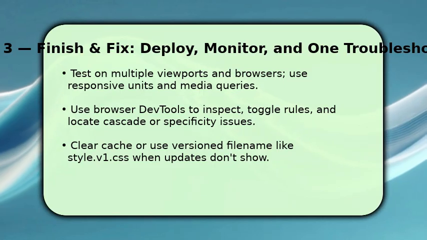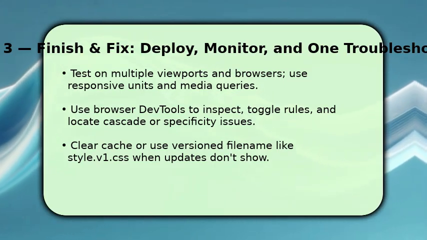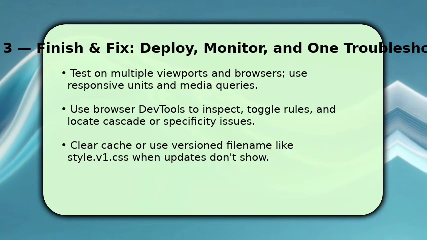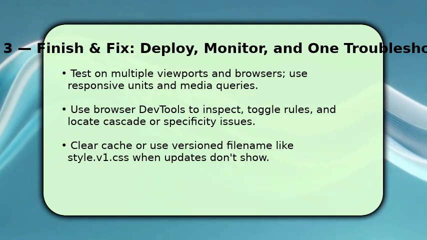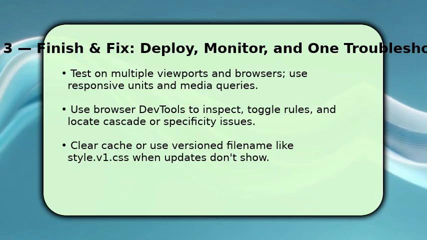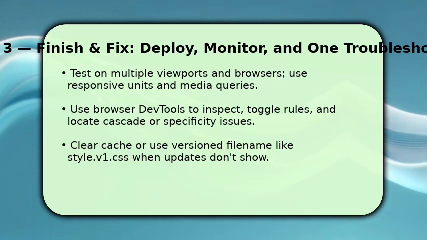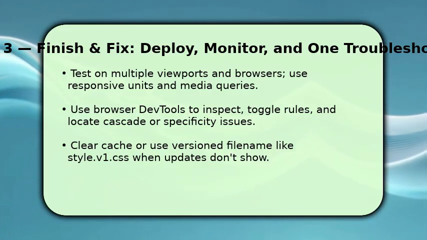When something looks wrong, open DevTools, inspect the element, and see which CSS rule wins, then change specificity or reorder rules to fix it. If updates don't appear, clear the cache or change the file name to force a reload, like style.v1.css.